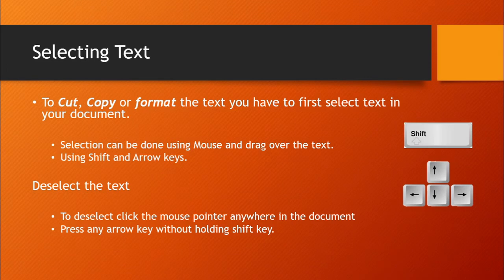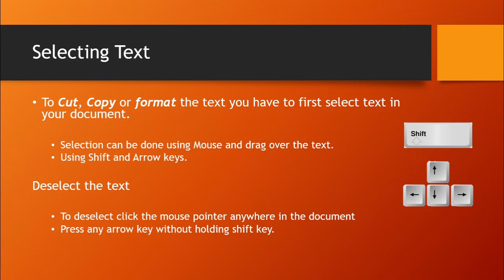Selecting text. So selection of text is important because you can do the formatting and you can do cut, copy, you can change the text, that is you can apply underline, bold, italic or color, font size, font style. So all these things can be done only after selecting text. Selection of text is very easy.